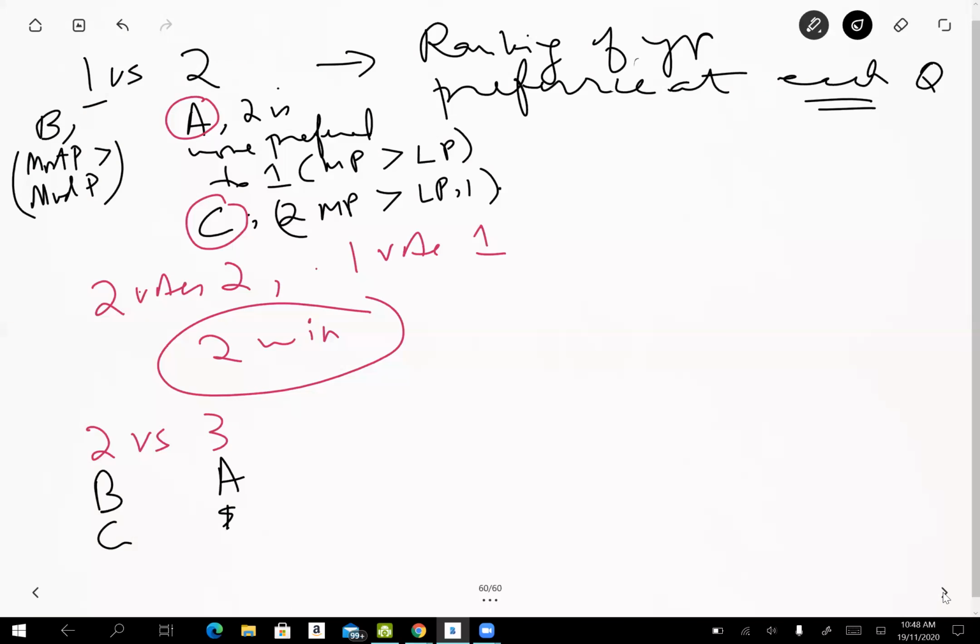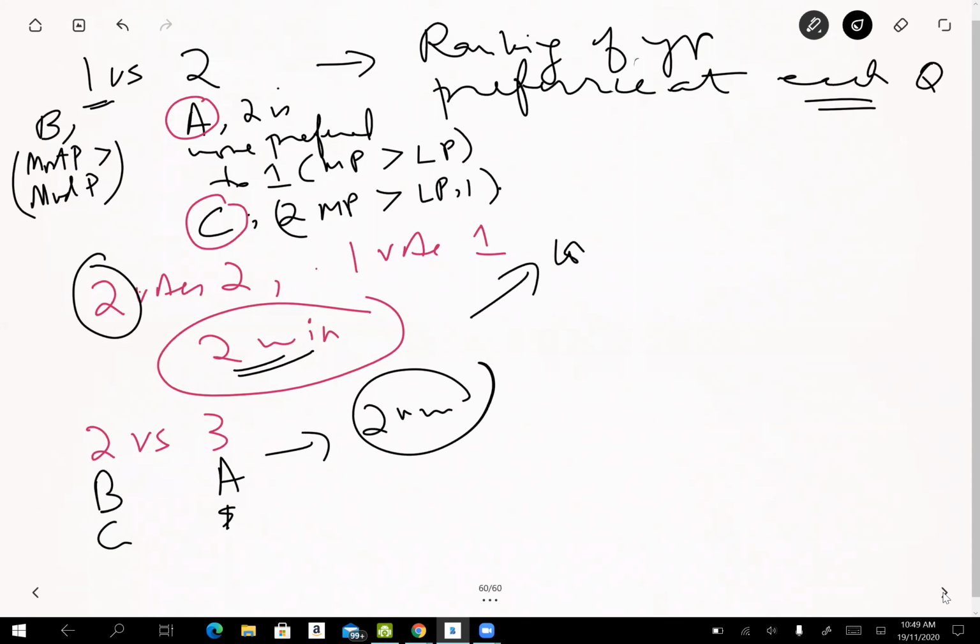Now you see here, 2 going against 1, 2 wins. And 2 going against 3, 2 also wins. So you have a consistent winner. Either 2 going against 1 or going against 3, 2 will win. So you have a consistent outcome. Now the problem is sometimes this may not happen. Sometimes you may have an inconsistent outcome.